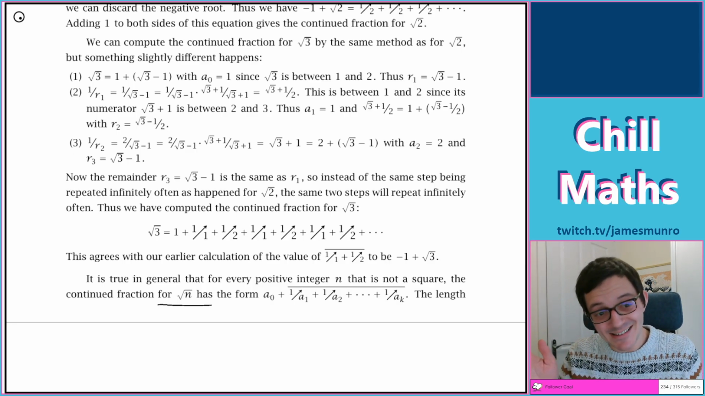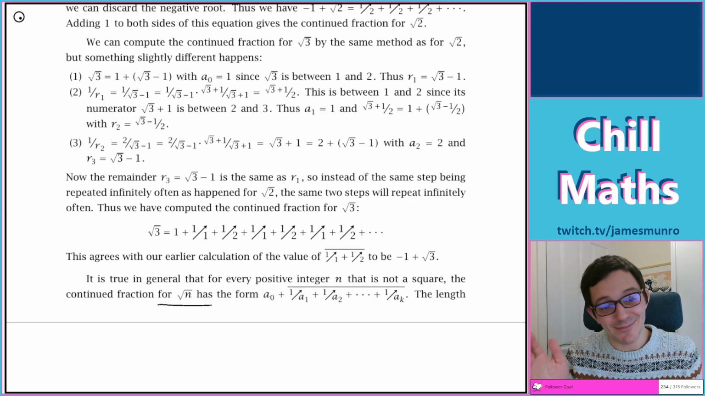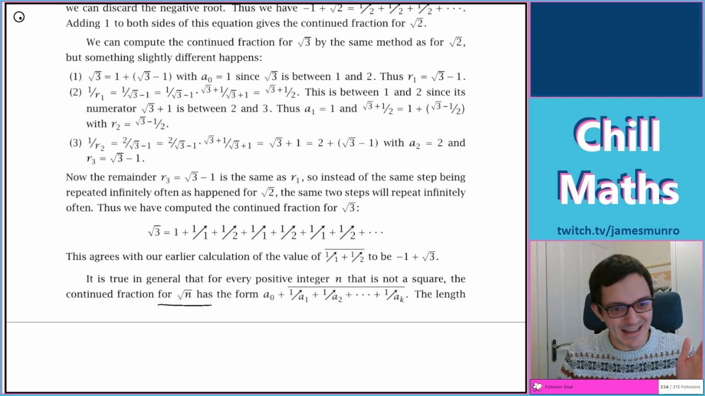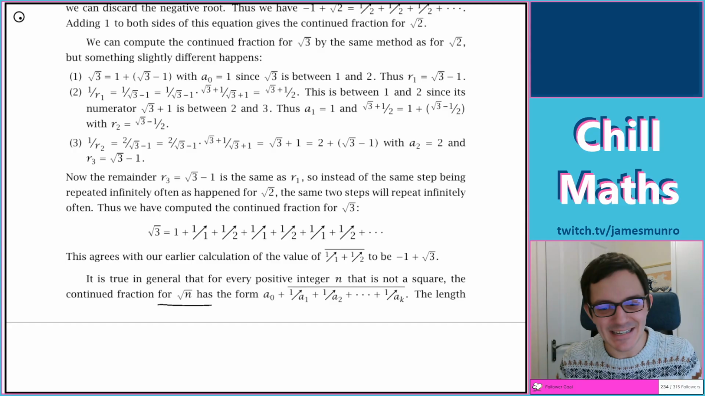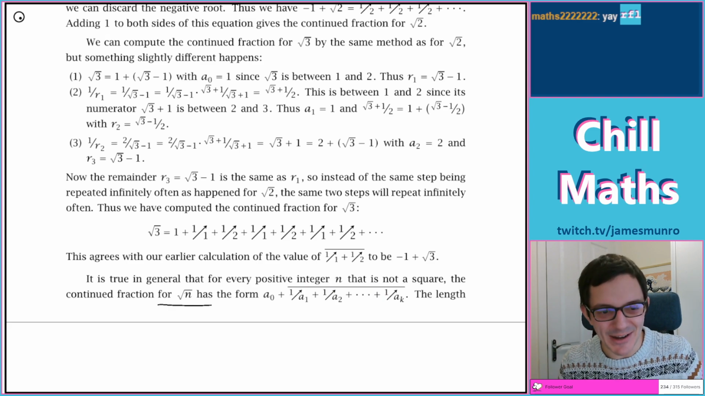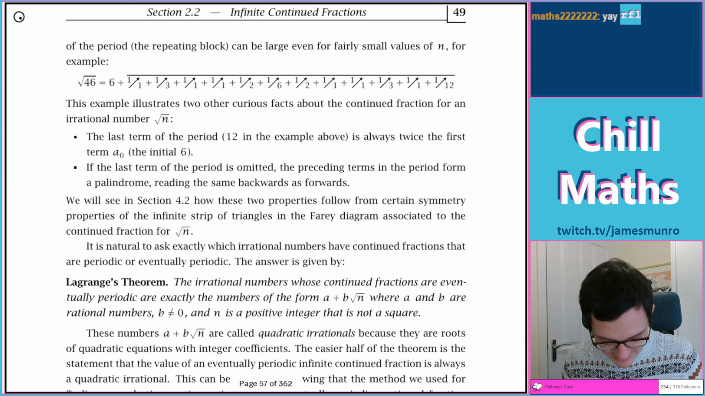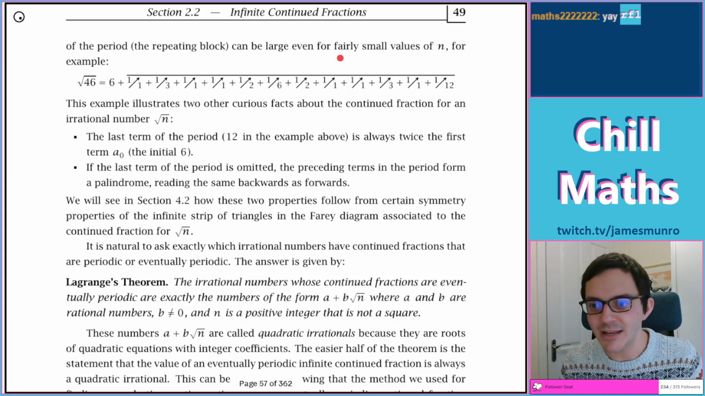We have a series of right limits of what we would like to know, and a series of left limits of things that we're reading, and a proof that there will be no gap between these things in the end. This has a repeating form. We're going to see why now. Here we go. The length of the period can be large, even for fairly small values of n.